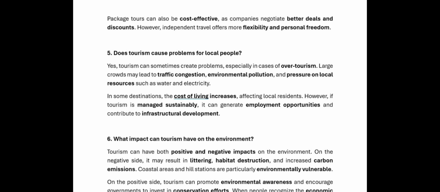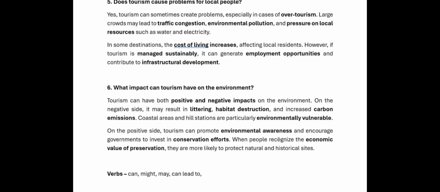So you are not only speaking about the problems, but at the end you are also making sure that apart from problems, if we maintain it properly, we also can get a good revenue from this. Last question, question number 6. What impact tourism can have on the environment?